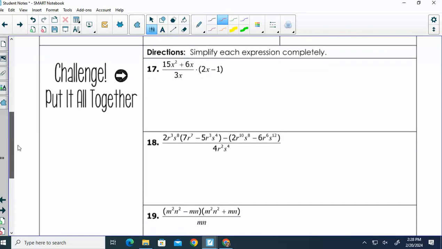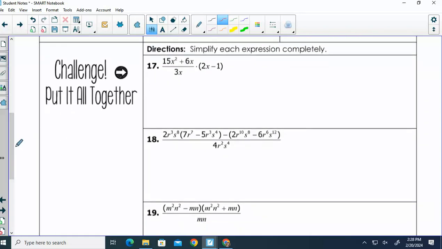I do want to look down at some of these problems. They're involving a combination of things that we have done. So if I look at number 17, and I gave you that problem, where could we begin? The division. Okay. So 15x squared divided by 3x would be, plus 6x divided by 3x. So we have 5x plus 2 times 2x minus 1.